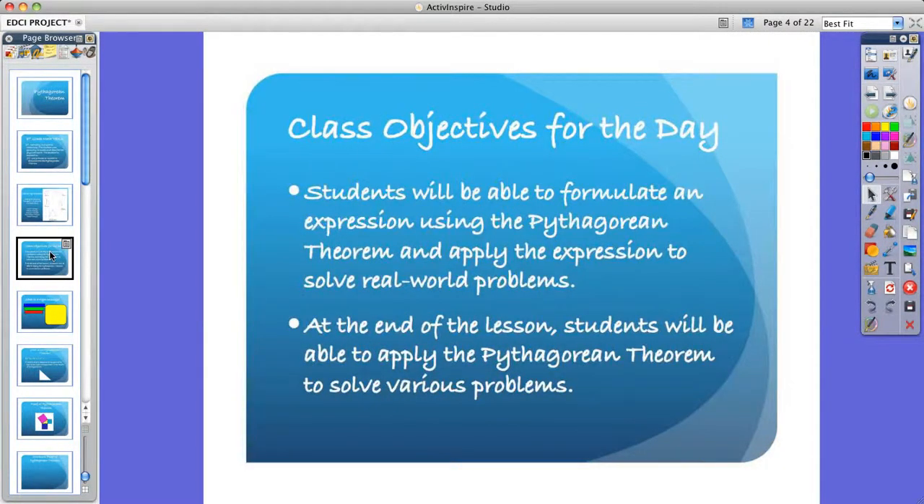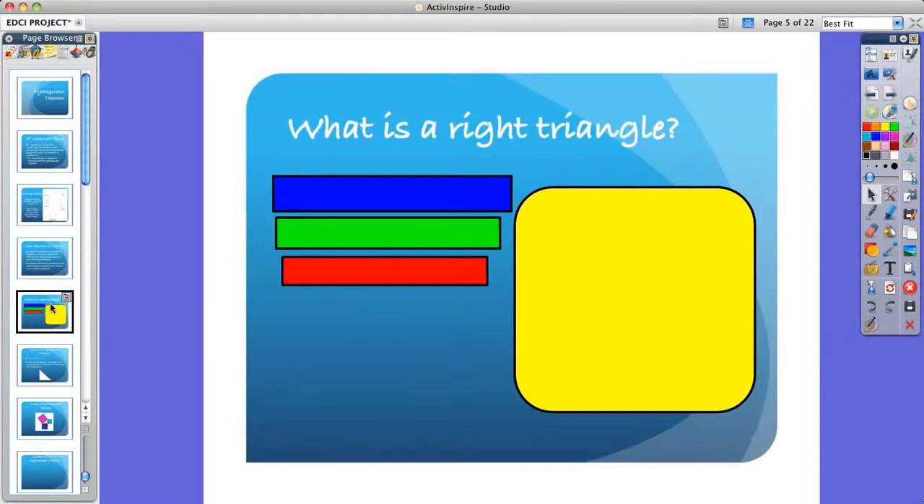And here we have our objectives for the day. Y'all will be able to formulate an expression using the Pythagorean theorem, and you'll be able to apply this expression to solve real-world problems. At the end of the lesson, we will have example problems, and you will be able to apply the Pythagorean theorem to solve these problems. So let's take a look at a first problem.